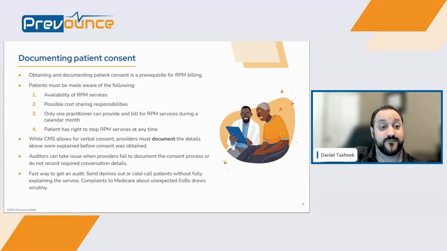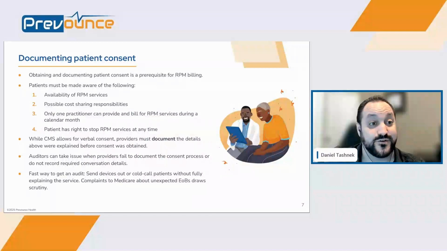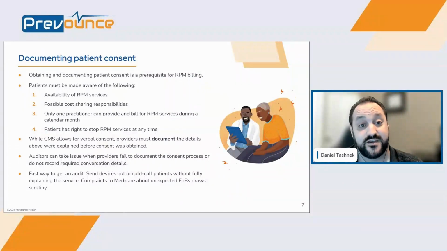So CMS allows us to be verbal consent, but you have to document the details of the consent. I will say that there was an article posted by Nixon, a law firm, just the other day, that said some auditors are actually expecting written consent, even though it's super explicit that verbal consent is allowed. So I don't think that means that you should definitely get written consent, but boy, your verbal consent should be pretty clear. It shouldn't just say patient consented to program. It should say, I reviewed these things with the patient, they consented to the program.